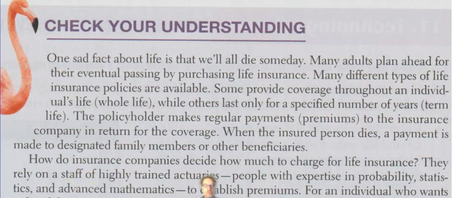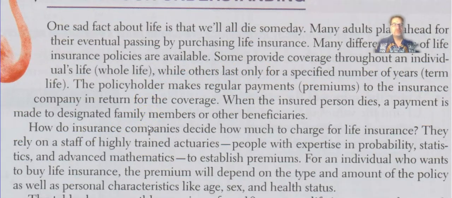All right, let's do one more together. One sad fact about life is that we're all going to die someday. So many adults plan ahead for their eventual passing by purchasing life insurance. Many types of life insurance policies are available. Some provide coverage throughout an individual's life, which is called whole life insurance, while others last only for a specified number of years, which is called term life. The policyholder makes regular payments, called premiums, to the insurance company in return for the coverage. When the insured person dies, a payment is made to designated family members or other beneficiaries.